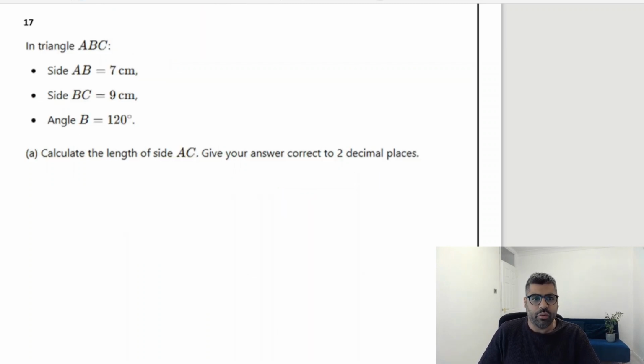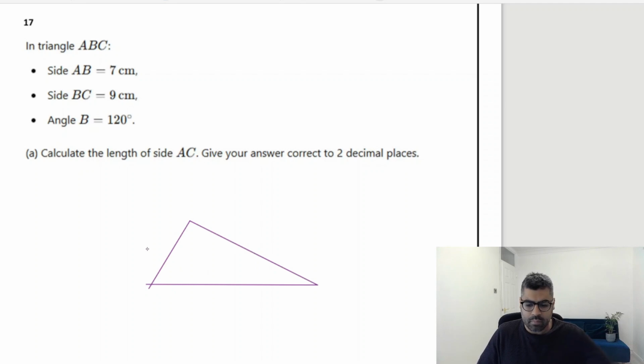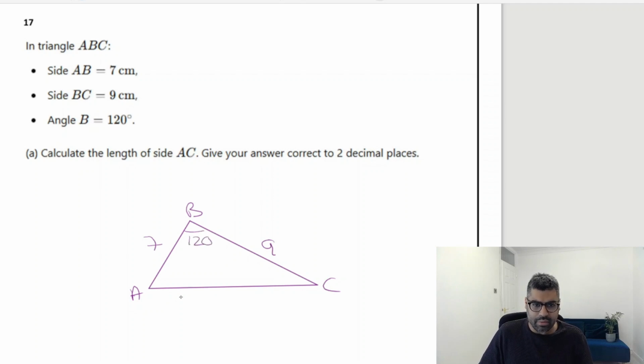Question 17, we've got a triangle ABC. They've given us a length of a couple of the sides, as well as one of the angles. So let's draw this triangle up. So let's call this A, this B, and this C. And then for AB, we have a length of 7 centimeters. For BC, we have a length of 9 centimeters, and we also know that the angle B is 120. And we need to work out the length AC.